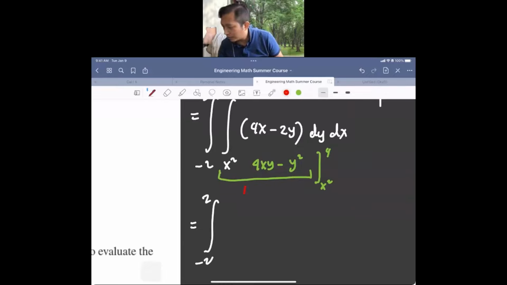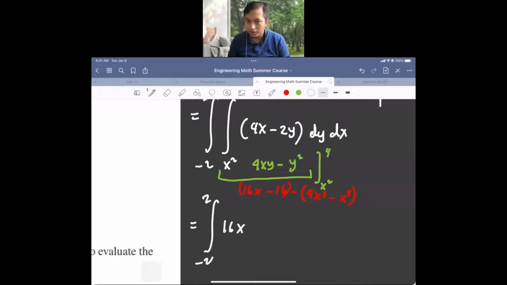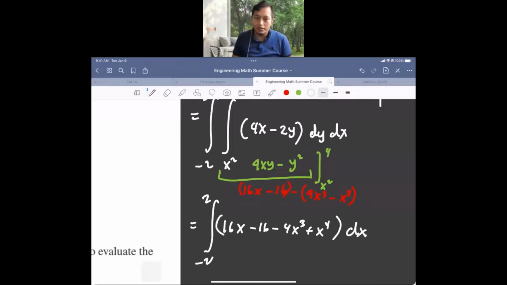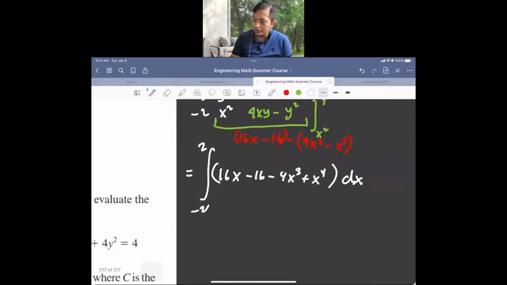So plug in 4 with y, it's coming 16x. And then minus 16, and then minus x squared, so x cubed, 4x cubed, minus x to the power 4. So we will have 16x minus 16 minus 4x cubed plus x to the power 4. This is dx, and we can integrate, I think, easily.